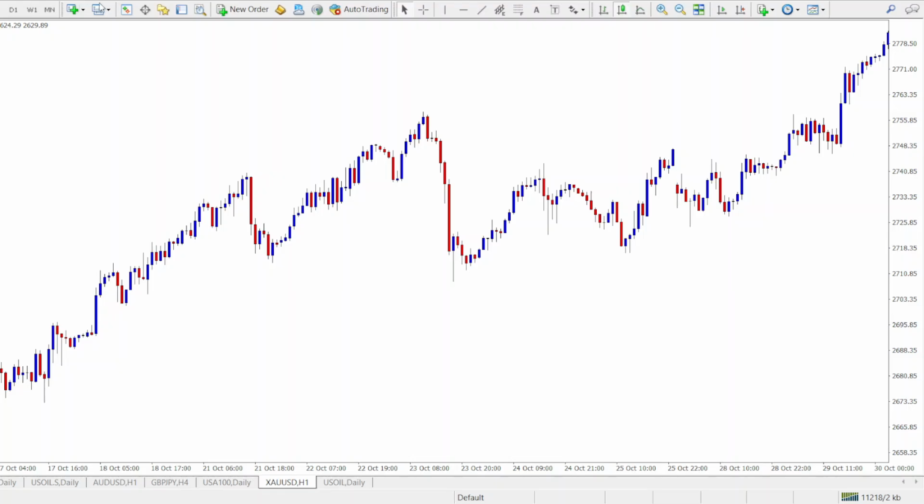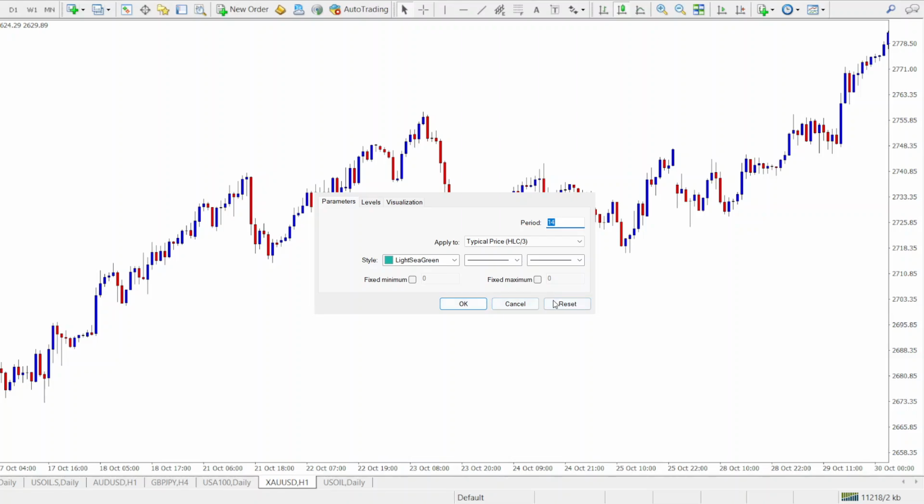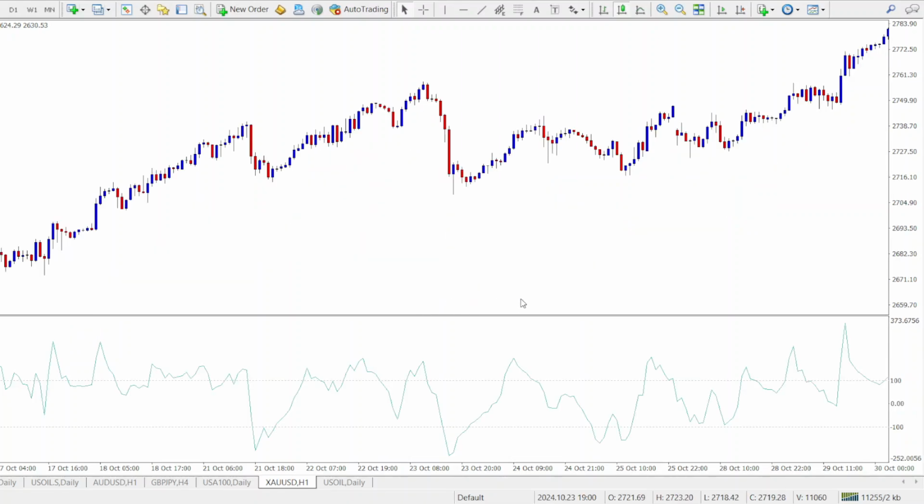Let me start by adding the CCI indicator to the chart. The Commodity Channel Index. Here we go. So what exactly is CCI divergence, and why is it so important for traders? The Commodity Channel Index is a momentum-based indicator that measures the difference between the current price and the average price over a period of time.